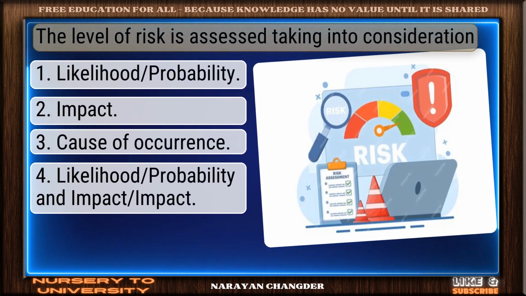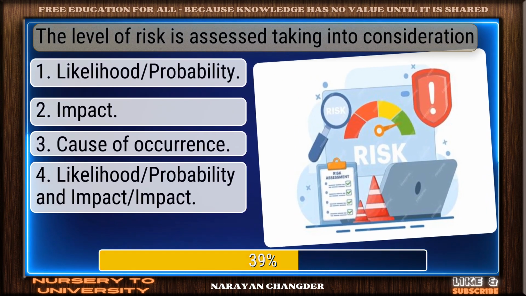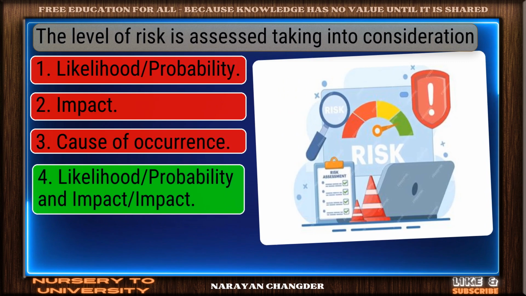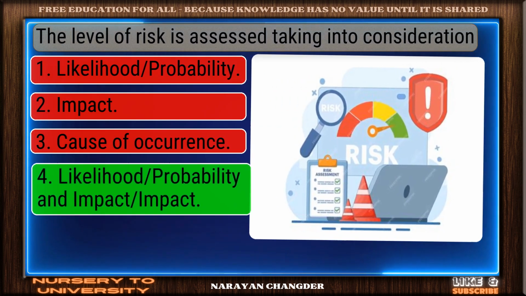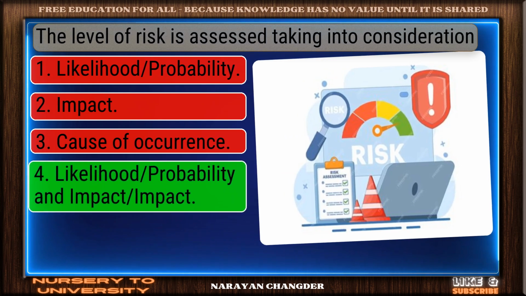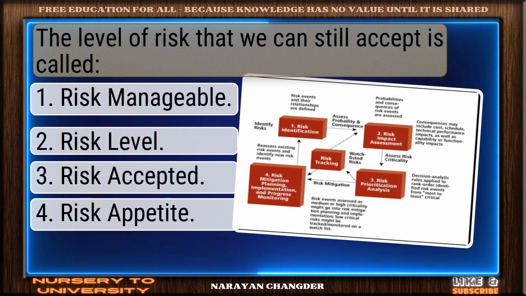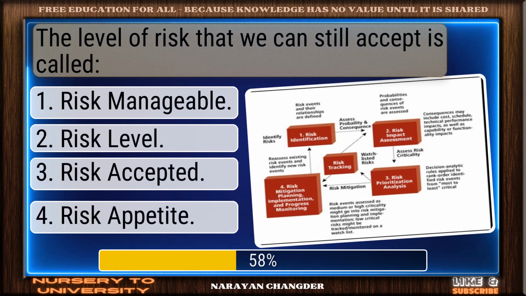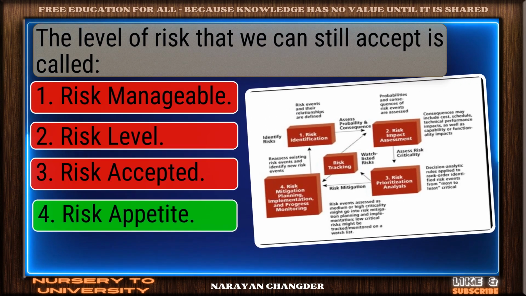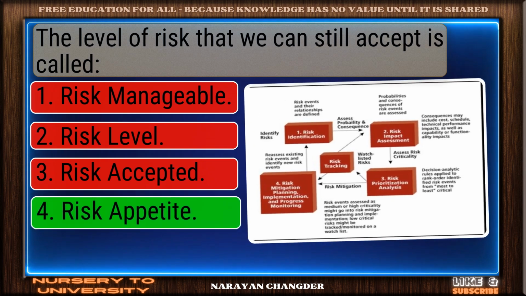The level of risk is assessed taking into consideration. Smart move. Likelihood, probability, and impact. Impact is an accurate answer. The level of risk that we can still accept is called. Well picked. Risk appetite is the correct answer.